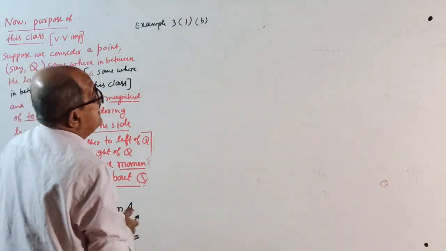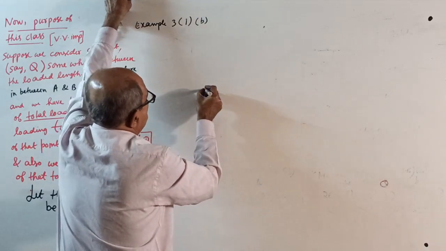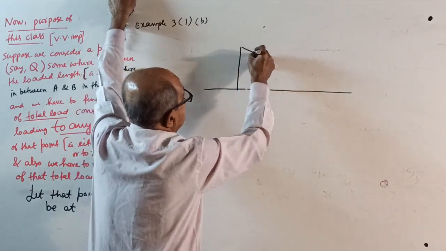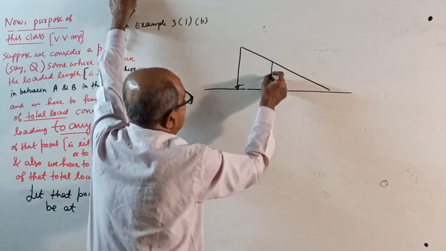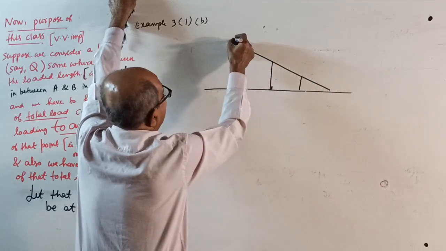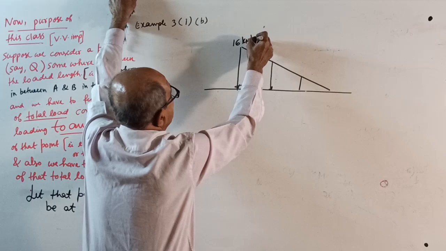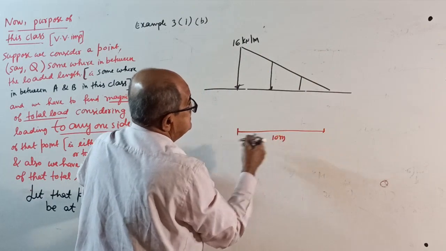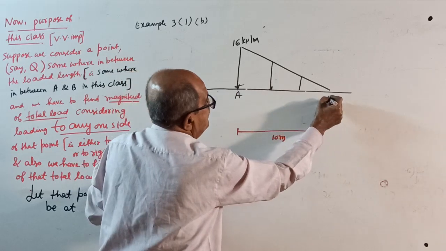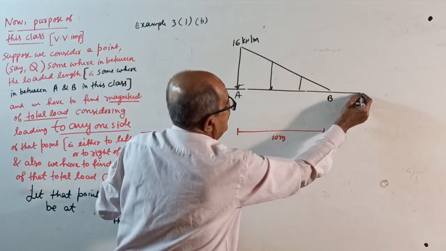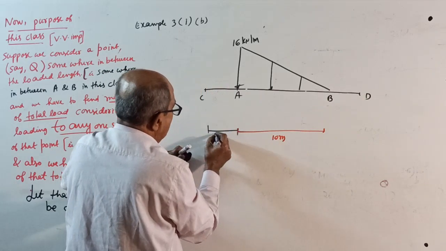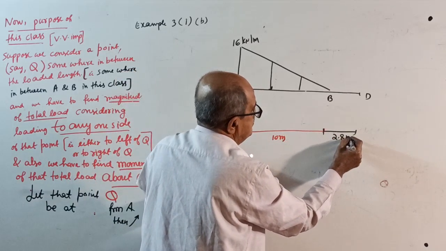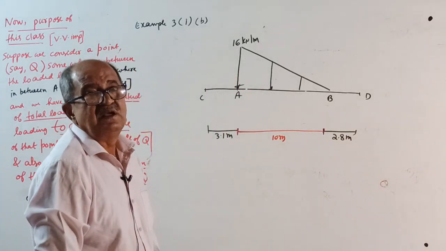You will decide. Next question is, see, consider uniformly varying load of this type. Here I noted down there, otherwise I'll forget later. 16 kN per meter. This is for a loaded length of 10 meter, round number, 10 meter. This is A, this is B. This point is C, this point is D. This is outside, say, 3.1 meter. Random number, whatever comes to your mind I am writing. 2.8 meter. Okay. Now, start first.